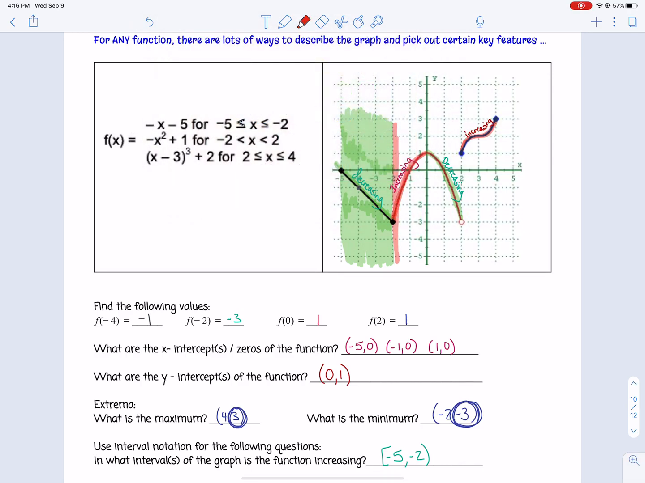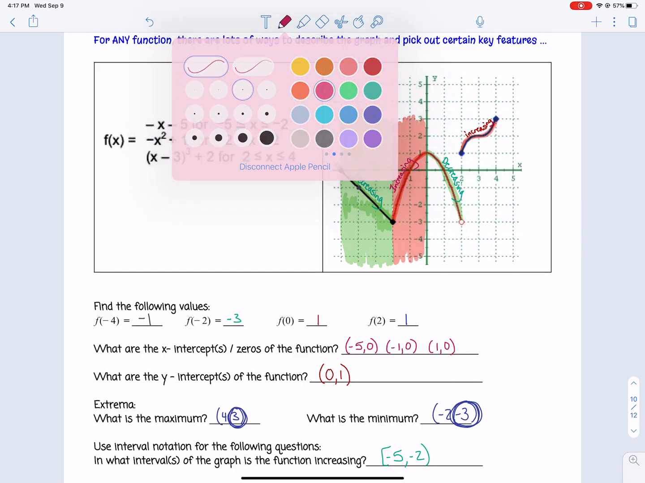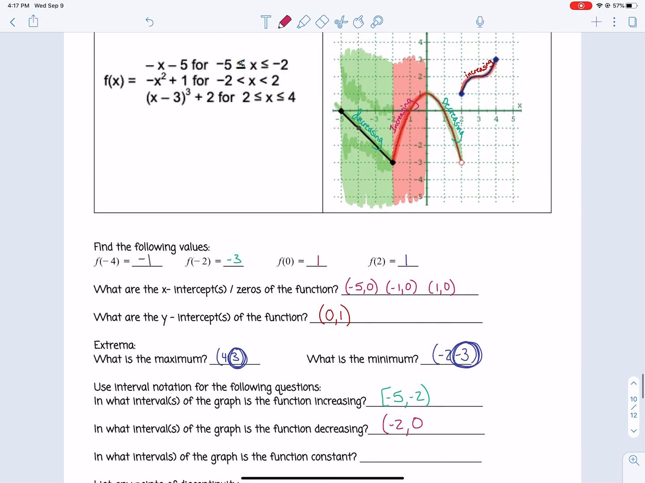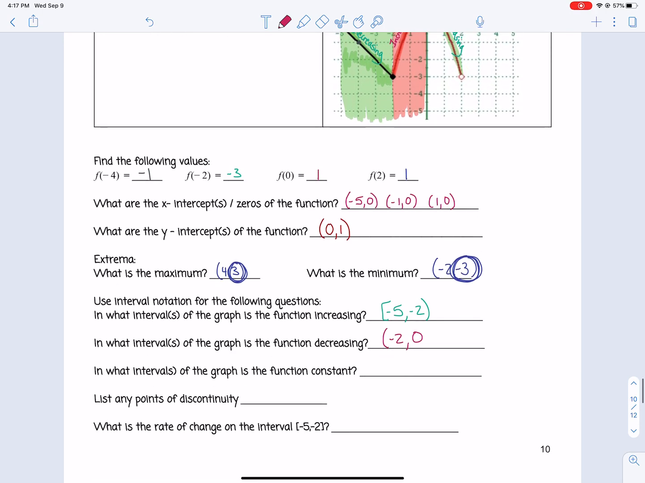So it looks like it is increasing between -2 to 0 for my x. Remember, you're thinking about the x values. So let's grab -2, which would again be a parentheses, and then let's look at what happens at 0. At 0 it changes direction again, so let's put a parentheses there.